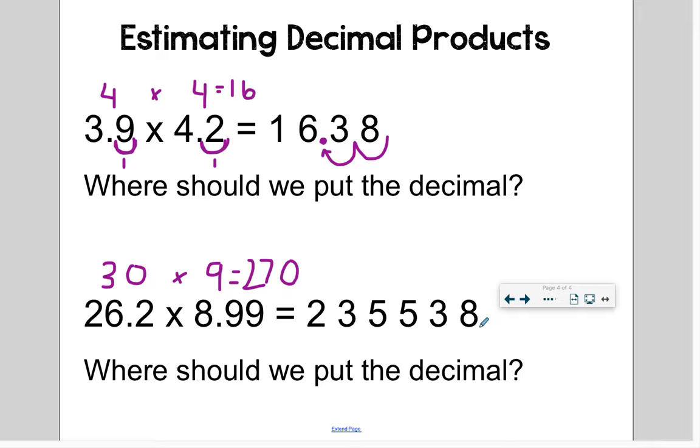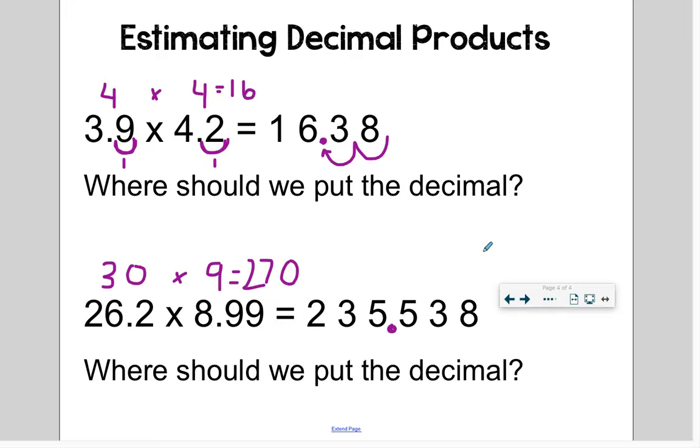If I put it here, that would be 235,538. Not correct. If I put it between the 3 and the 8, that would be 23,553 and 8/10. Not close to 270. Here would be 2,355 and 38 hundredths. Not close. If I put it here, it would be 235.38. Ooh, that's close to 270. So that would be the correct spot for the decimal if you use your estimate.